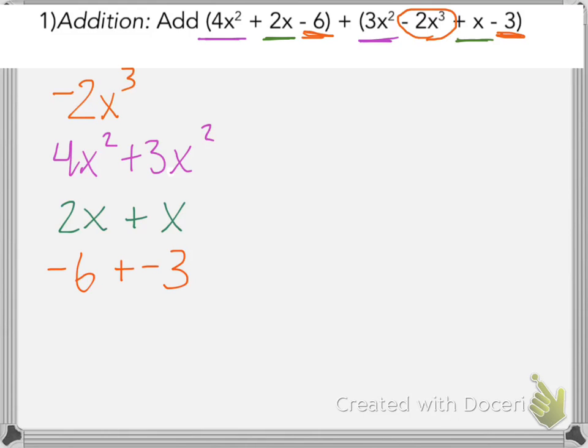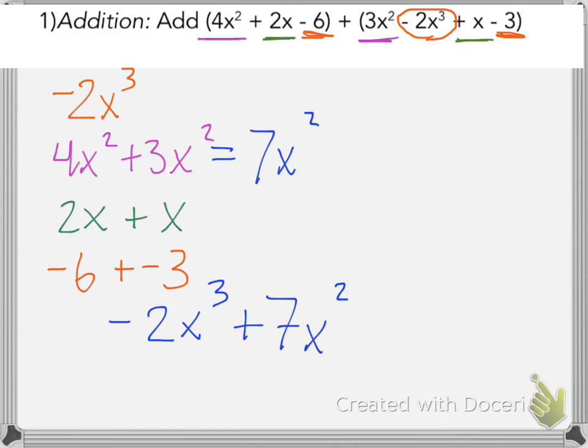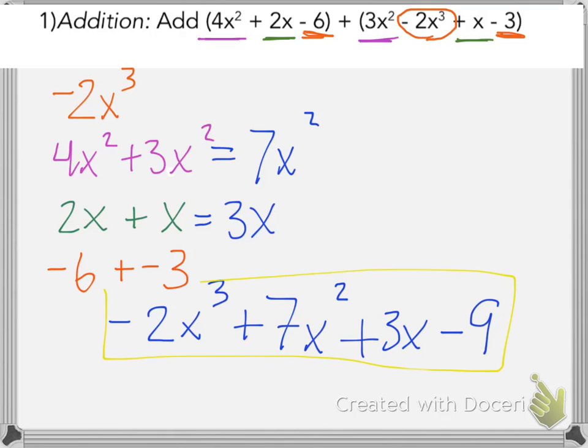Okay, so when I get my final answer, I have negative 2x cubed plus 7x squared plus 2x plus 1x is going to be 3x. And then negative 6 and negative 3 is going to be, you can either write it as plus a negative 9 or just minus 9. And that would be our final answer. That's as simplified as we can get adding these two polynomials.